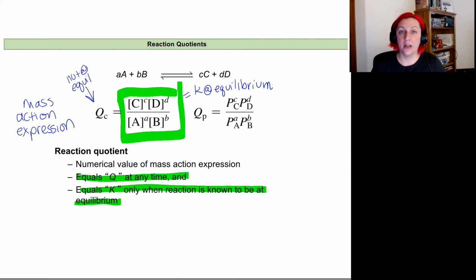And so when you're working on calculations for the reaction quotient, treat it exactly as the equilibrium expression, K, and just use that Q value. Or if you read about something referring to the quotient, just know that we're talking about a reaction that we don't know is at equilibrium yet, or is not at equilibrium.